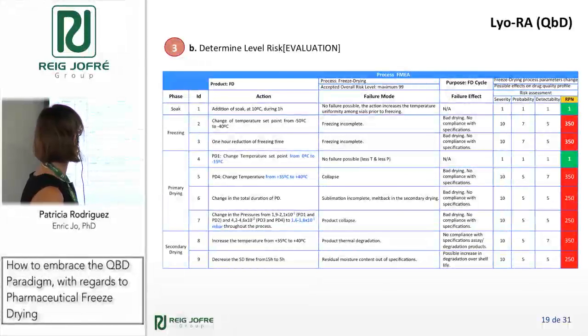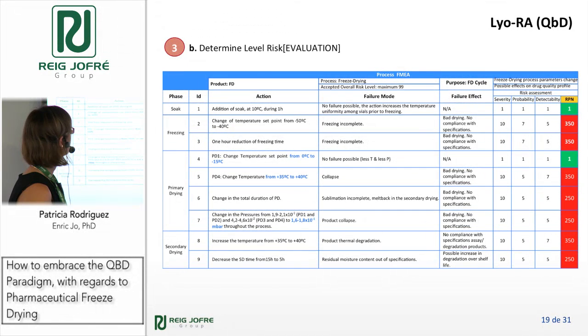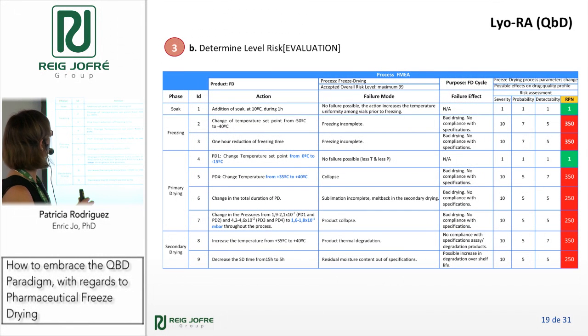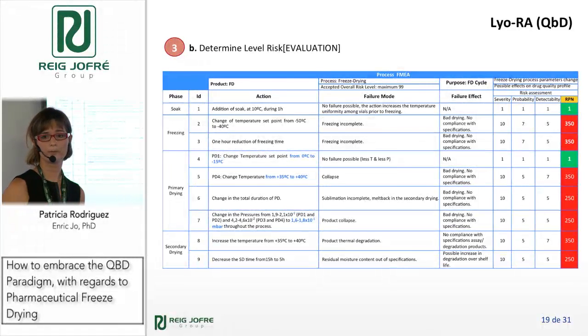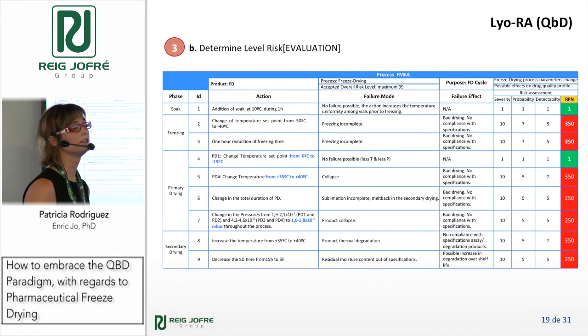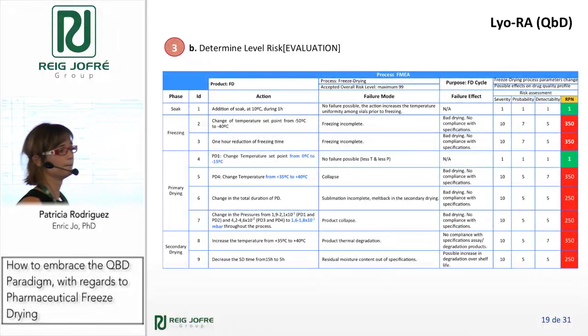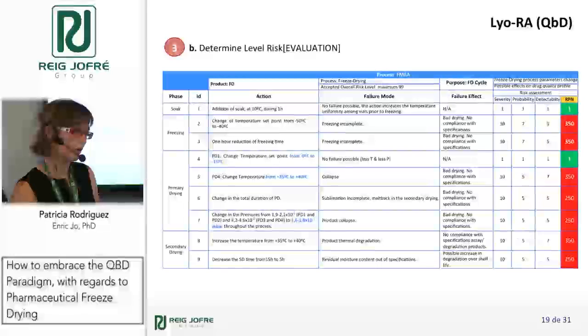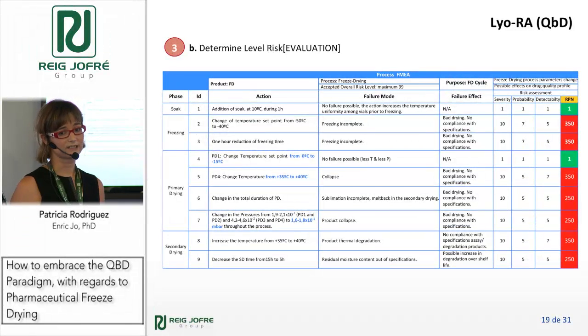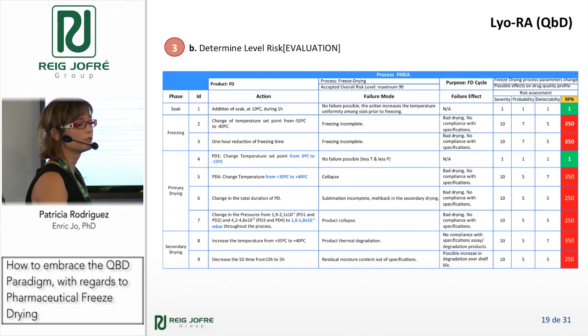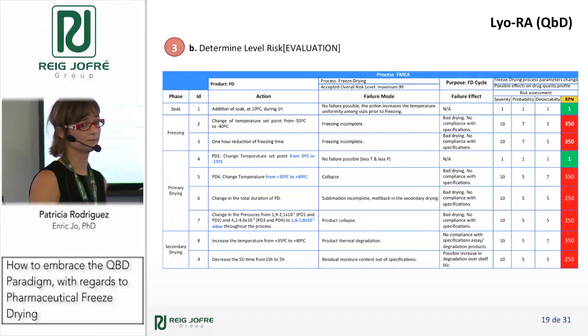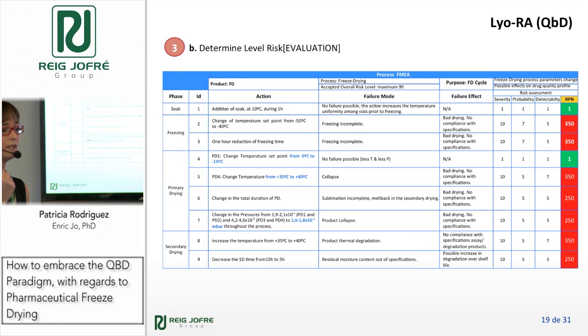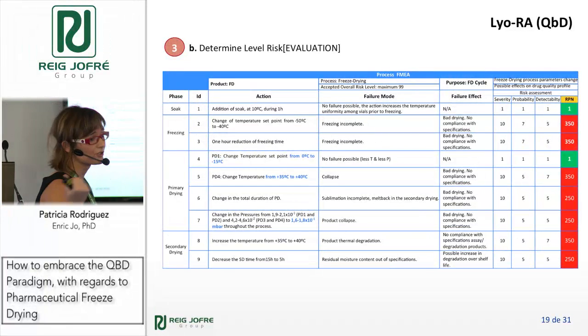Well, let's see number four. In primary drying, change temperature from set point 0 to minus 15. What happens? In that case, no failure is possible also. But be aware that the cycle could be very long, and therefore very expensive. So maybe there is no risk for the product, but be aware of that, because in a business case, if you want to keep your job, you have to pay attention to that point.